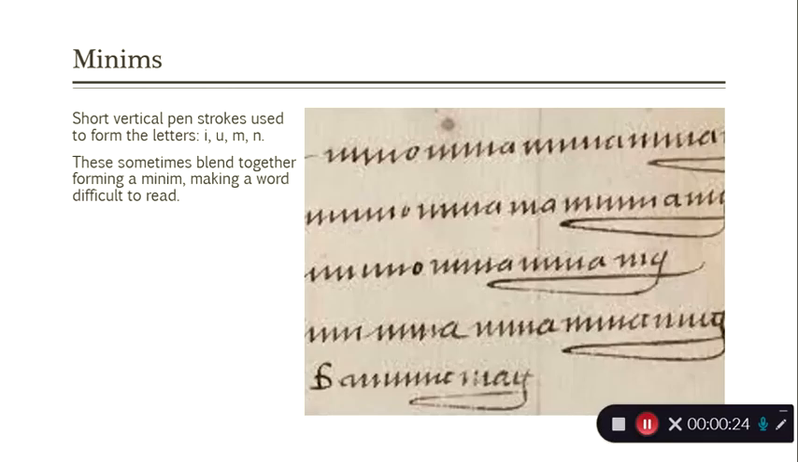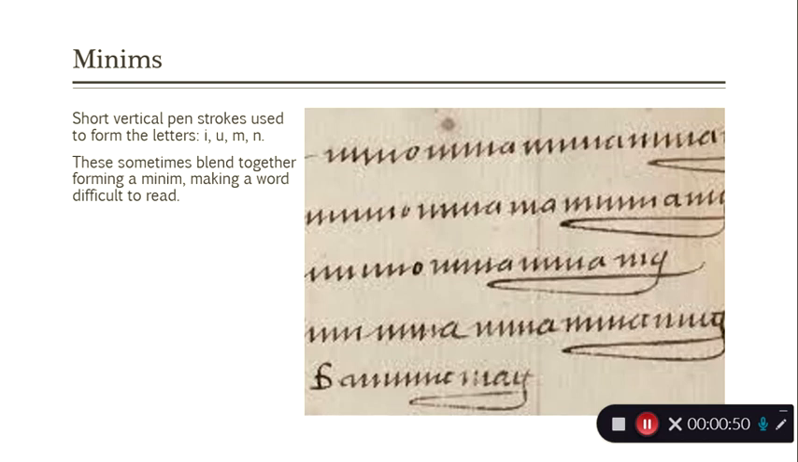Minims. Minims are kind of fun, aren't they? These are short vertical pen strokes used to form the letters I, U, M, and N. And sometimes these blend together, forming a minim, making a word difficult to read. So this looks like na na na na na, doesn't it? This actually says something. What it says, I'm not entirely sure. But these are a good example of minims where the U, the N, the I all run together, and it's hard to discern what's going on in the text.